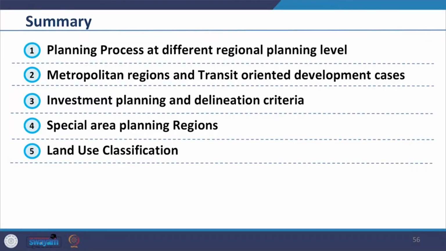So, summarizing, we have seen in this section planning process at the different regional planning level, where we saw how at the district level it is done, how it is done for metropolitan area, we saw how it is done for sensitive areas, special investment areas as well. We also saw how plans are prepared for transit oriented development. We also looked into criteria for delineation of the region. Further, we looked into special area planning regions, and lastly we looked into land use classification.